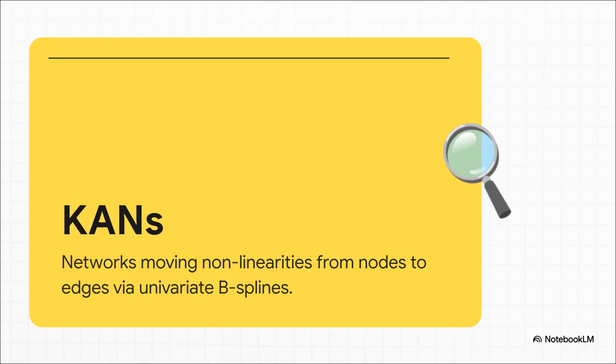Instead of using static single numbers for weights, KANs turn the connections themselves into adaptive mathematical functions. Specifically, they parameterize these weights as univariate B-spline functions. And theoretically, this local plasticity solves one of the biggest, most frustrating headaches in machine learning: catastrophic forgetting and low-dimensional manifolds.